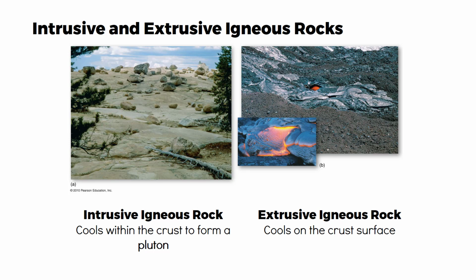Intrusive rocks are rocks that form below the Earth's surface and are ejected to the surface or exposed by weathering or other processes. Extrusive rocks are rocks that form above the Earth's surface in the open air, such as lava.